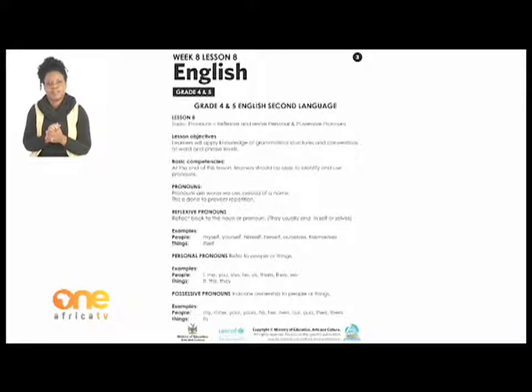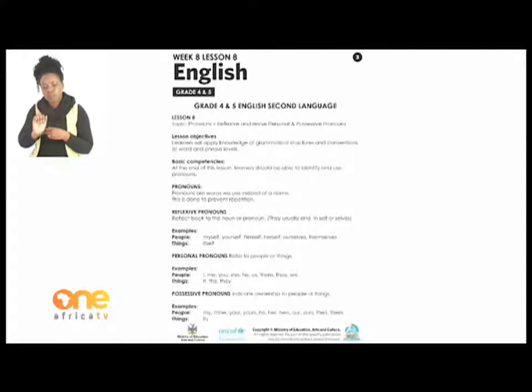Okay, so a personal pronoun refers to people or things. Okay, examples of personal pronouns are I, me, you, she, he, us, them, they, we. When we are referring to things, we simply say it, this, or they. Moving on to possessive pronouns. Chanel, can you still remember what a possessive pronoun is? Yes, you can still remember what a possessive pronoun is.